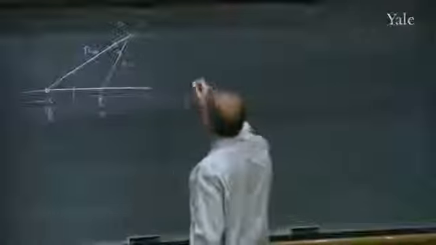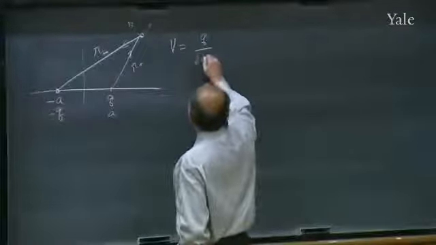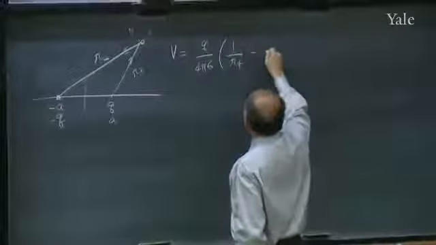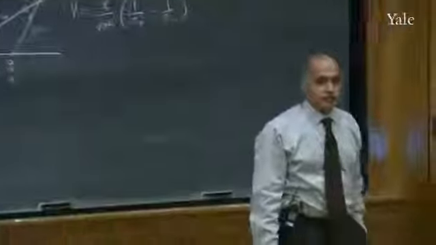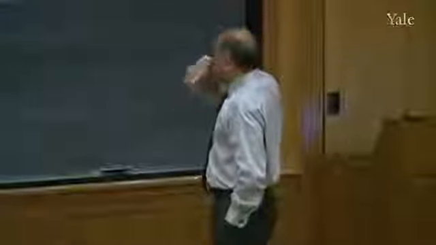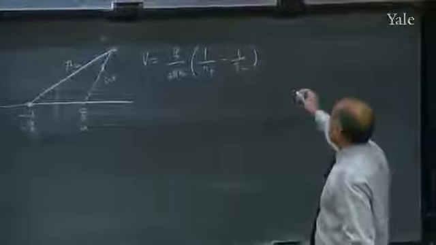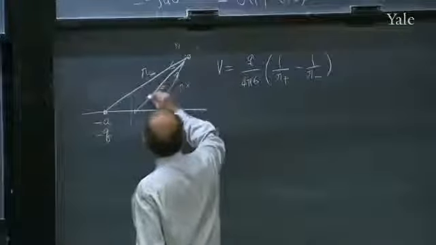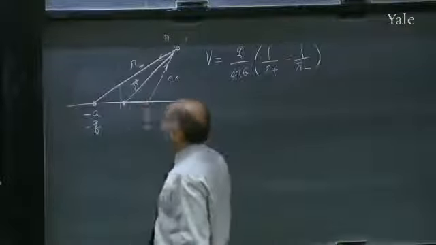So let's find the total potential due to these two charges. It is Q over 4 pi epsilon 0 times 1 over R plus minus 1 over R minus. That's it. I just want to simplify the expression a little bit. This is true for any separation, but I want the limit in which R plus and R minus are much bigger than the separation between them. So let's define R, which is the position vector of the point you're interested in from the center of the dipole.